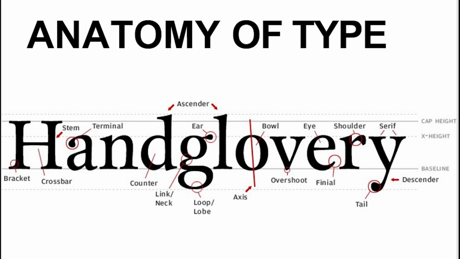Now, the anatomy of a typeface has different characters. These characters are ascender, descender, tail of a character, axis, loop, link, neck, counter, crossbar, bracket, stem, terminal, ear, ball, eye, shoulder. And the most important elements are cap height, x-height, and baseline.